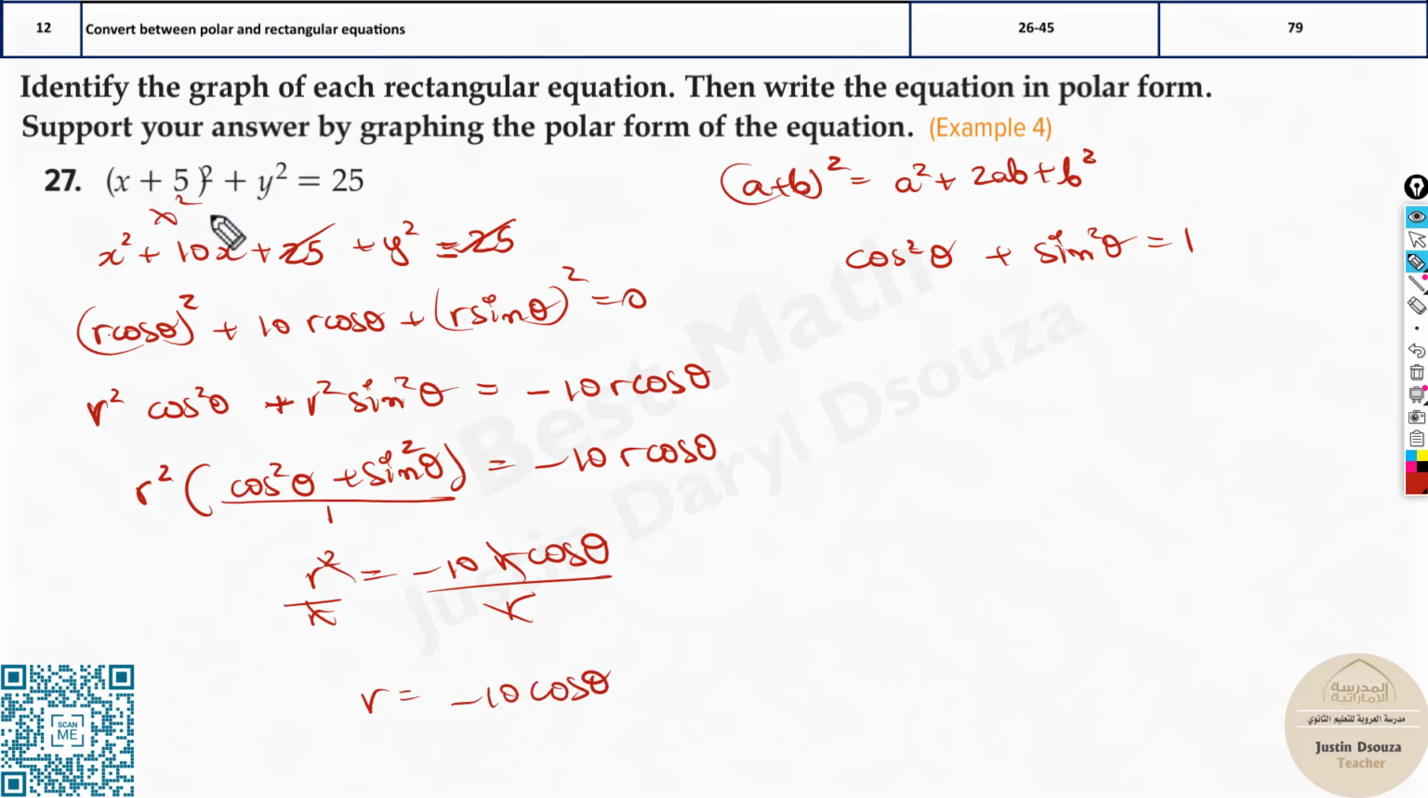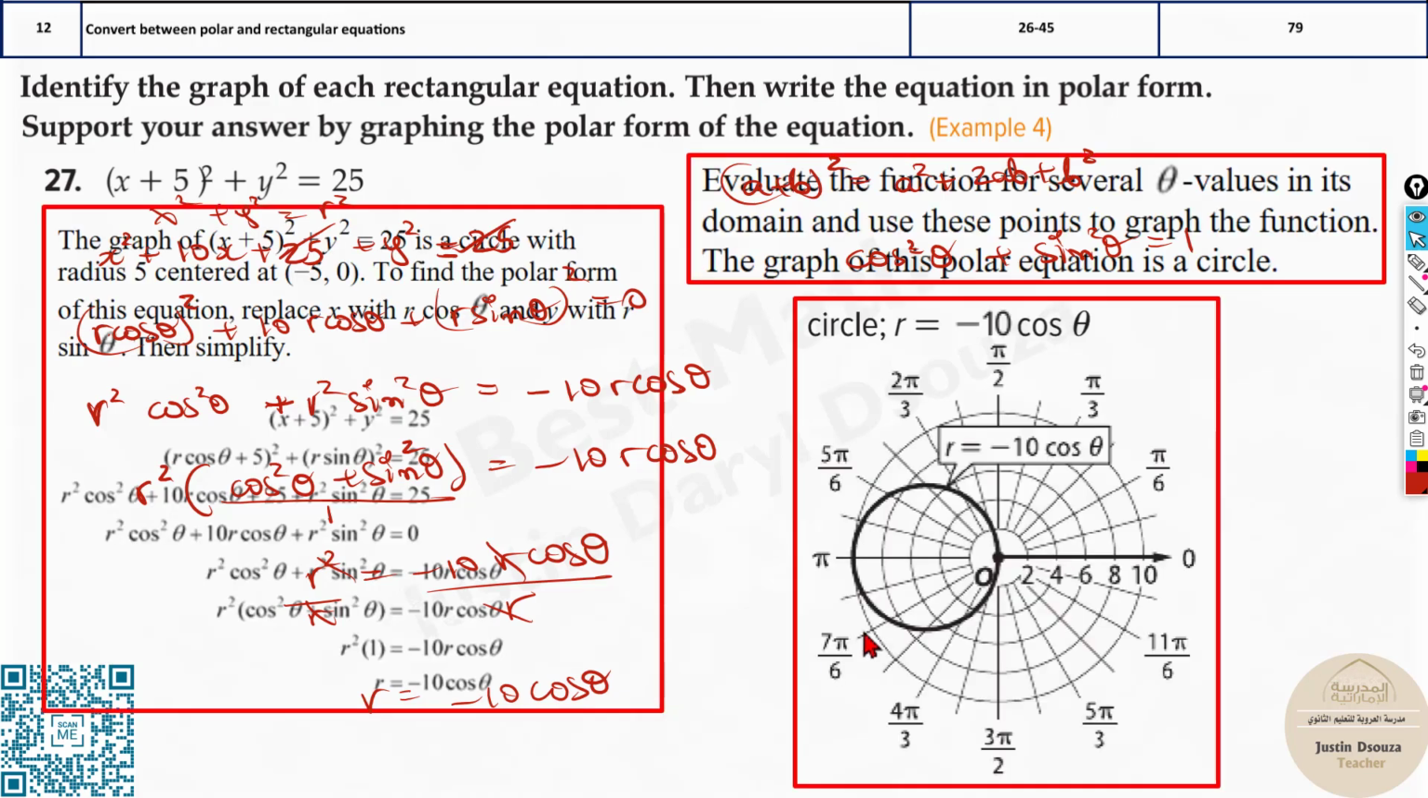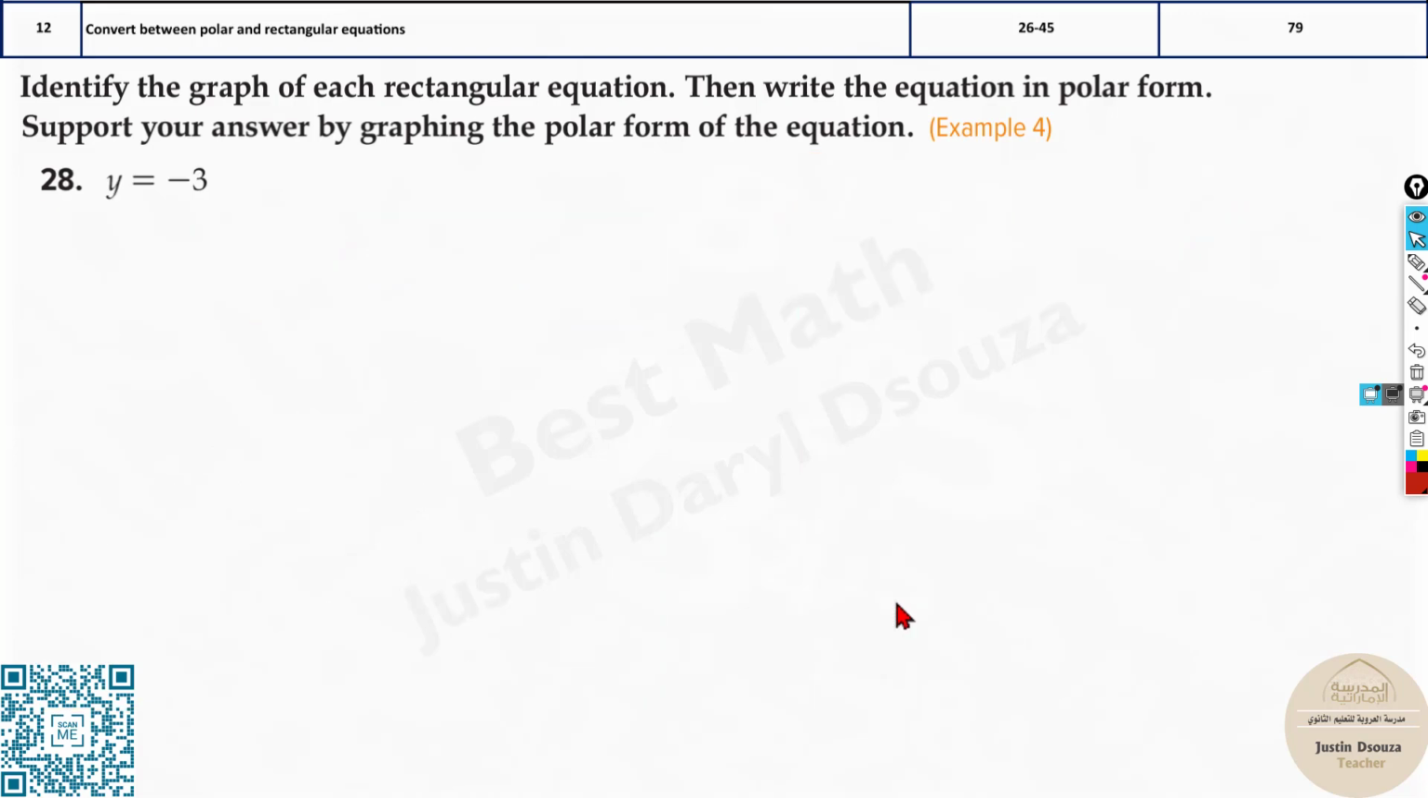Looking at this, x squared plus y squared equals r squared, right? So this is a circle. You can see the standard form is a circle. If it was r squared, it's not a circle. This is a circle again. So you can see that's the answer: minus 10 cosine theta. Similarly, please do these problems yourselves.